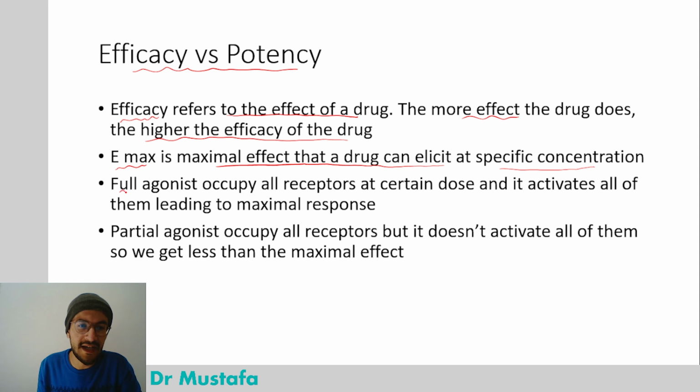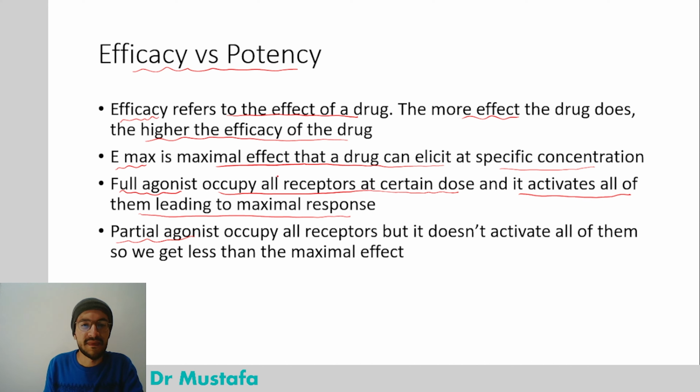Now we have the full agonist and the partial agonist. The full agonist occupies all receptors at a certain dose, and it activates all of them, leading to maximal response. While the partial agonist occupies all of the receptors, but it doesn't activate all of them. So we get less than the maximal effect.